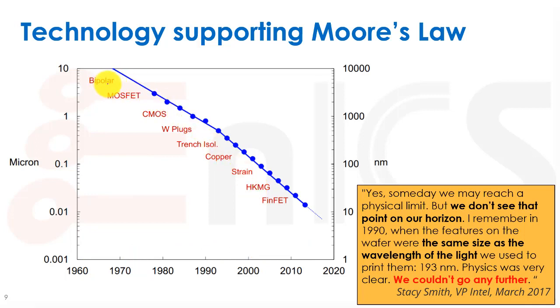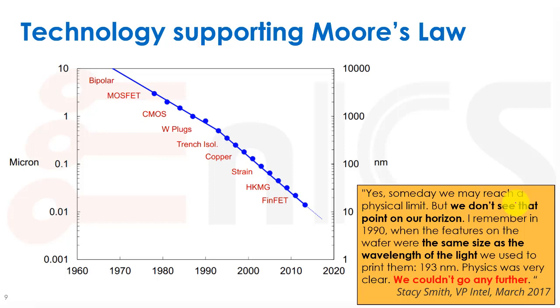We started early on with integrated circuits that were bipolar. In the 70s, we went over to MOSFET, which were NMOS or PMOS processes, and in the 80s, we changed over to CMOS, which is what we basically use today. But different innovations have been introduced along the way, like tungsten plugs, trench isolation, copper interconnects, strained silicon, high-K metal gate, FinFETs, and so on and so on. Some of these we'll be discussing in the current and future trends chapter of this lecture.